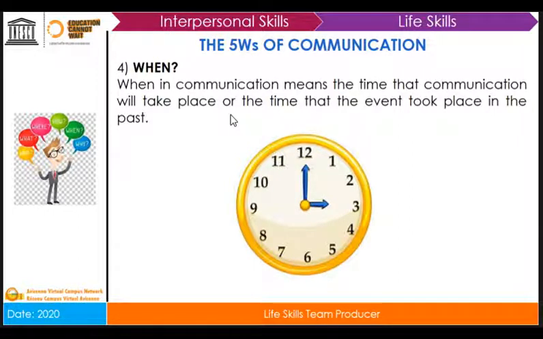The next is when. When in communication signifies the time that the event took place or the time the event or communication will take place. I repeat. When in communication refers to the time that the event took place or the time the event or the communication will take place in the future.